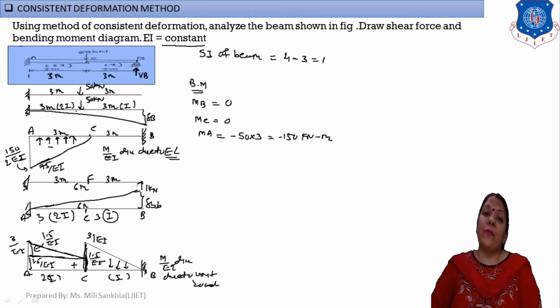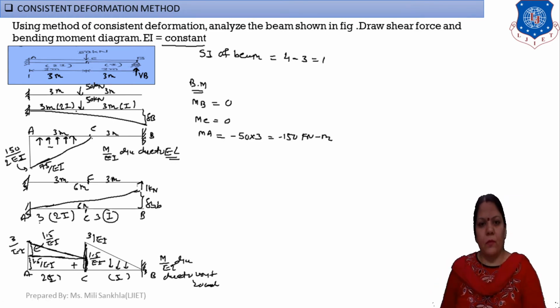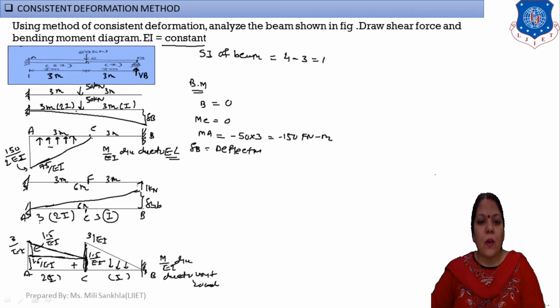Now we find the deflection due to external load and the deflection due to unit load. First of all, make a heading here. Now we find our del B, which is the deflection due to external load. First we write del B is equal to the deflection due to external load. For external load we follow this diagram.